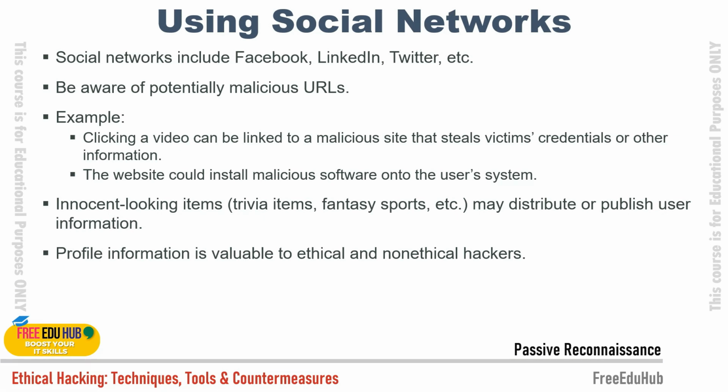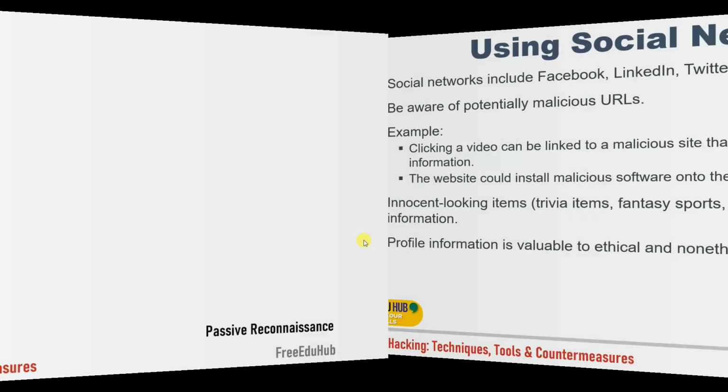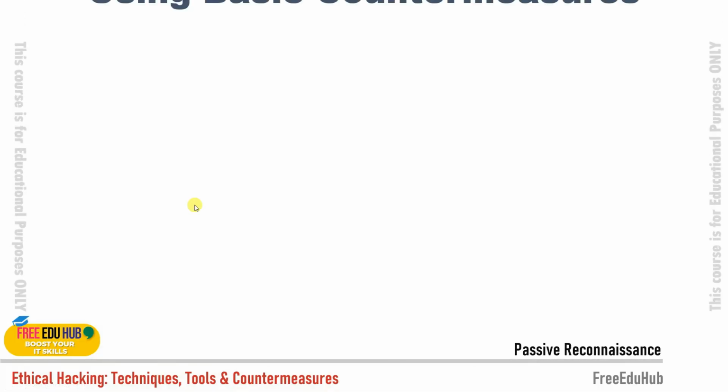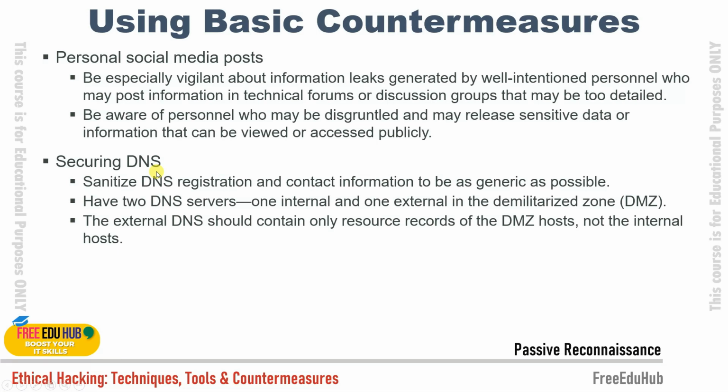Innocent looking items like trivia items, fantasy sports, etc. may distribute or publish user information, and the profile information is very valuable to the ethical and non-ethical hackers, whoever is trying to get some information about you. Now, using basic countermeasures means that for personal social media posts, you should pay special attention to what information you are posting and what information shall not go on social media and publicly available platforms.